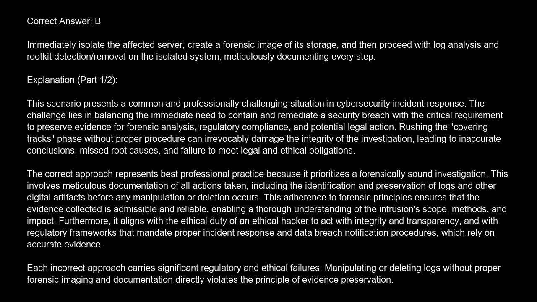This adherence to forensic principles ensures that the evidence collected is admissible and reliable, enabling a thorough understanding of the intrusion's scope, methods, and impact. Furthermore, it aligns with the ethical duty of an ethical hacker to act with integrity and transparency, and with regulatory frameworks that mandate proper incident response and data breach notification procedures, which rely on accurate evidence.